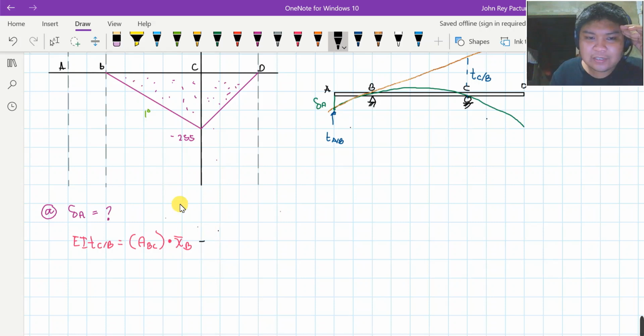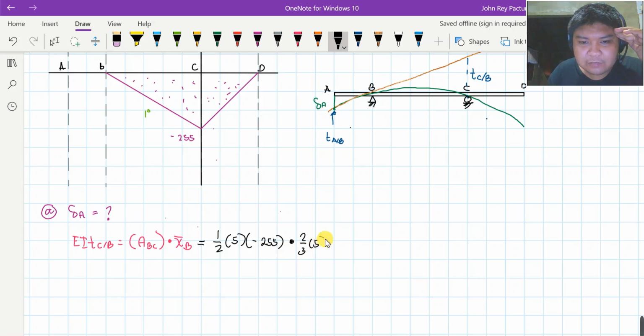So, tunahan na natin for the triangle, that is 1/2. Ang base niya ay 5. Pangit nung pagkasulat ko ng 5, sorry. So, 5. Ang kanyang height ay negative 255. Multiplied natin class ng 2/3 ng 5. Okay? So, that is 2/3 ng 5 kasi most likely dito yung center of gravity niya class, di ba? So, considering kasing point B, yun yung distance niya.